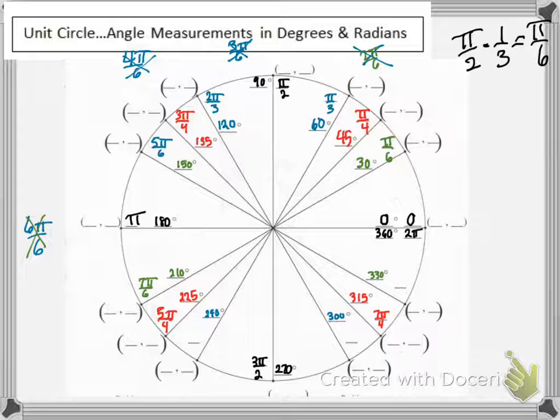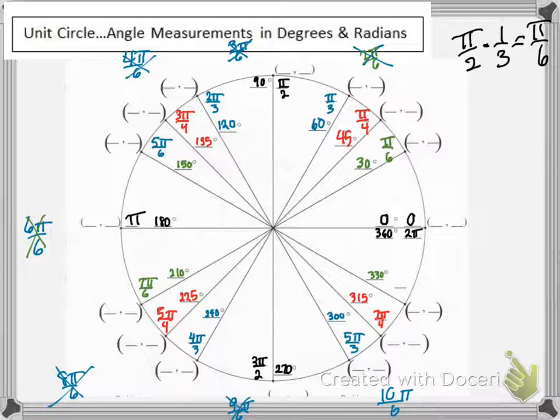Then I need 8/6 of pi, which reduces down to 4 pi over 3, so I don't need that. That was 8/6, so then I need 9/6 of pi, which reduces down to 3/2, so I don't need that one. I need 10/6 of pi, which reduces down to 5 pi over 3.